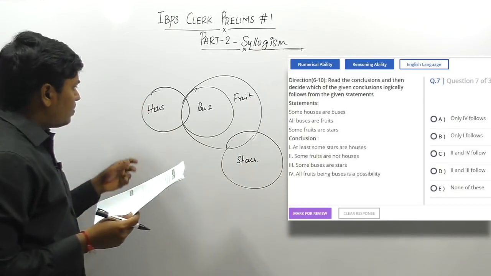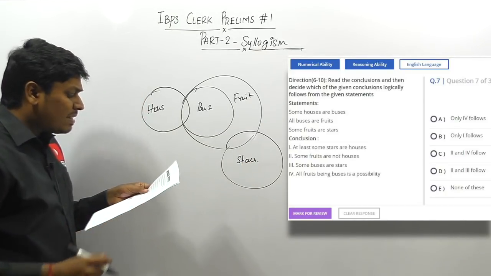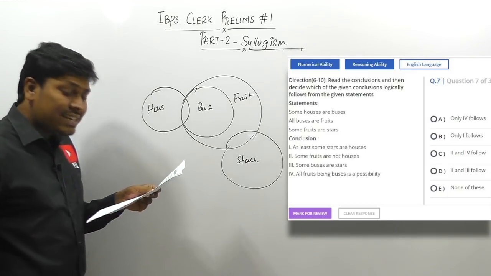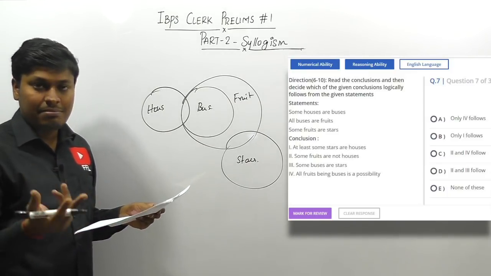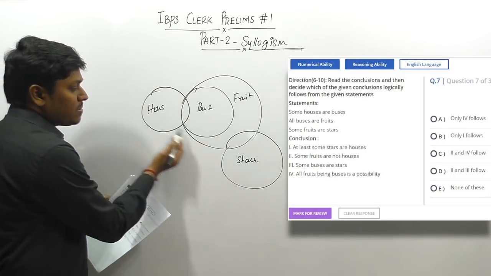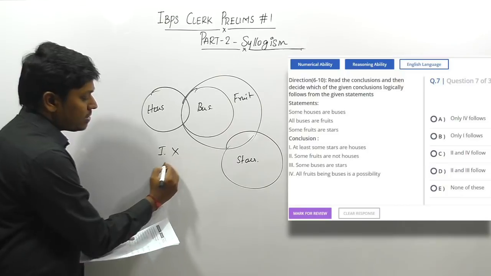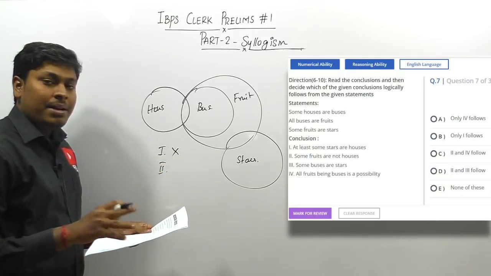Let me move on to conclusion number 1. At least some stars are houses. They have used the words at least some. The meaning of at least some and some are the same. There is no connection between star and house. So we can say that conclusion number 1 is false, right?